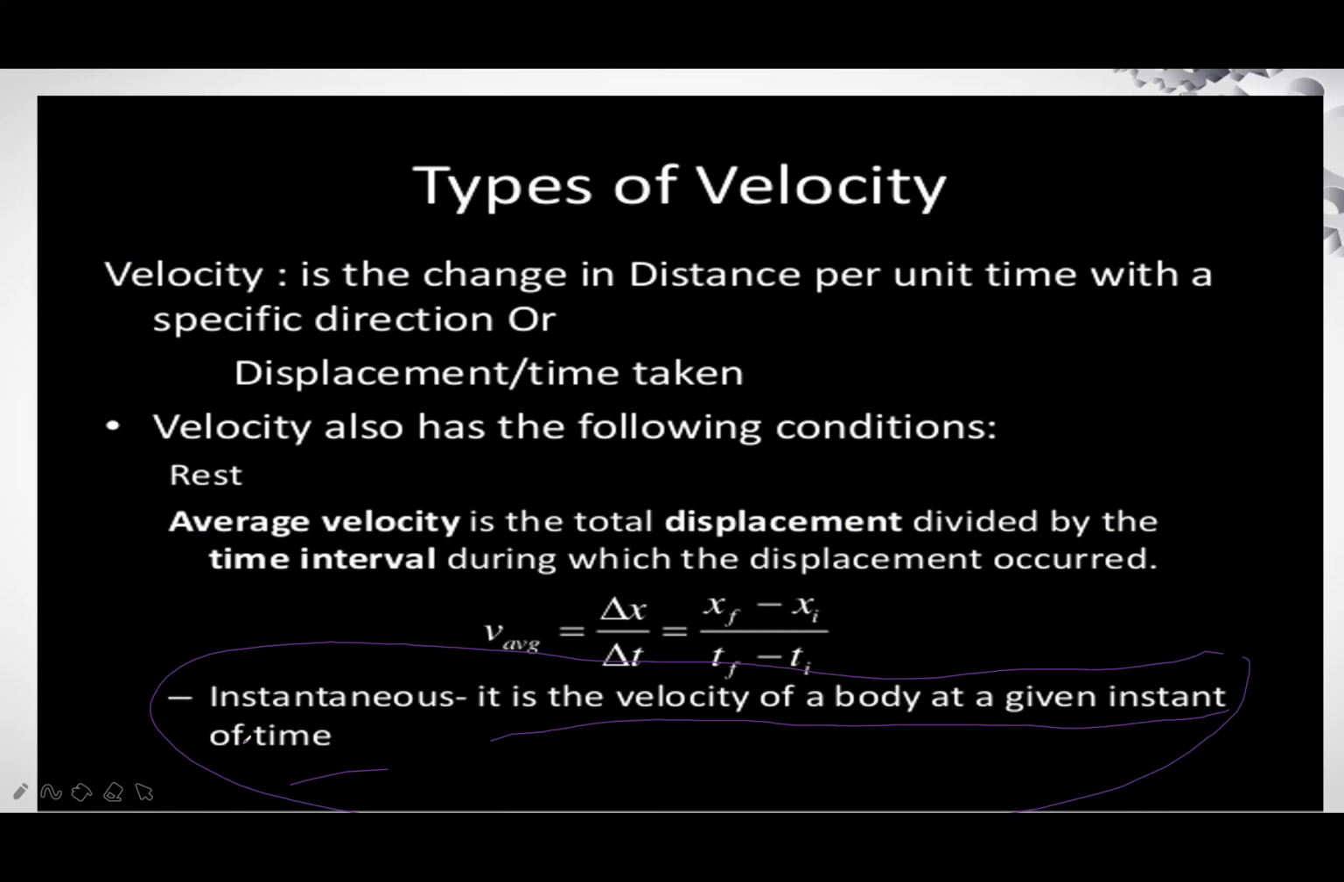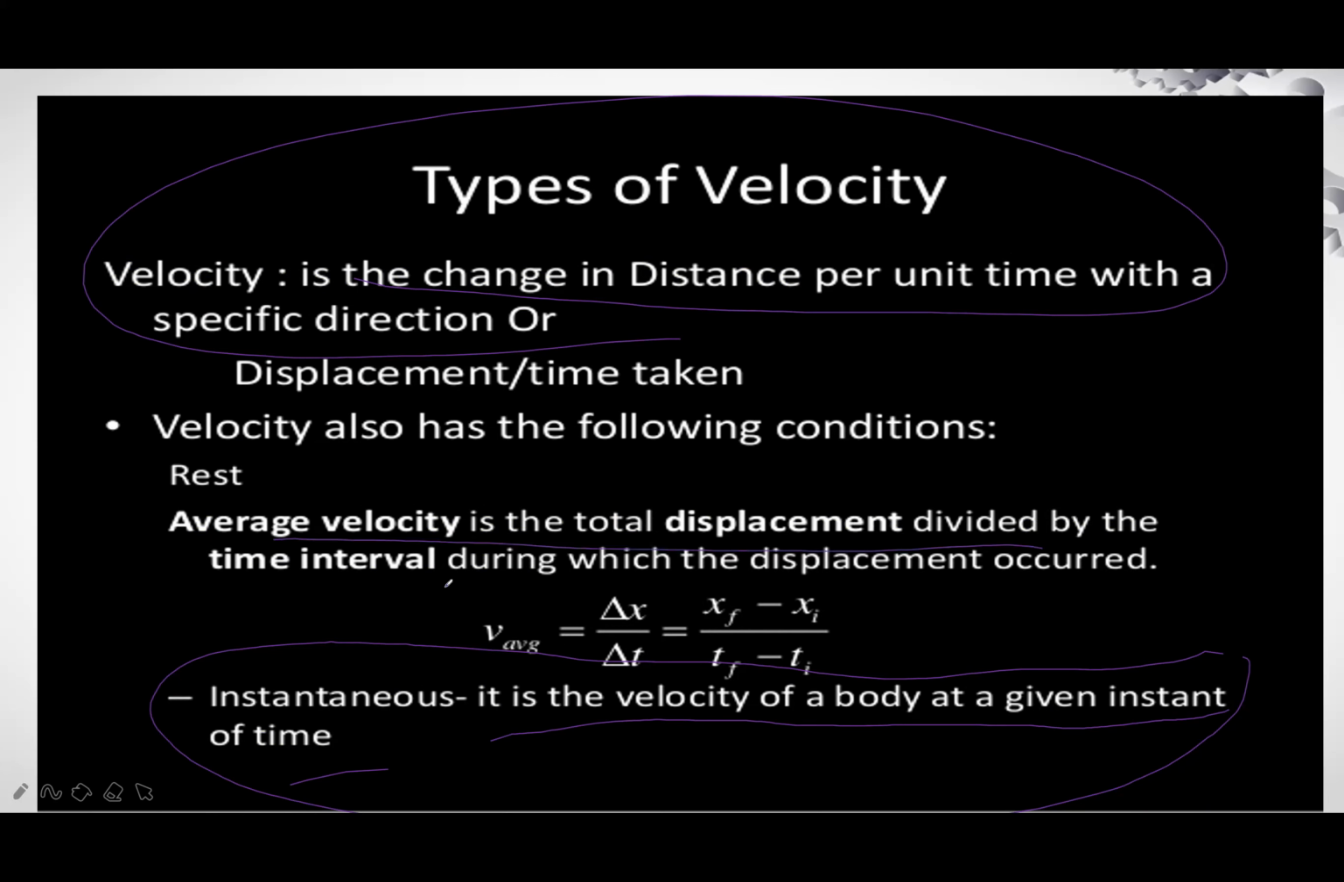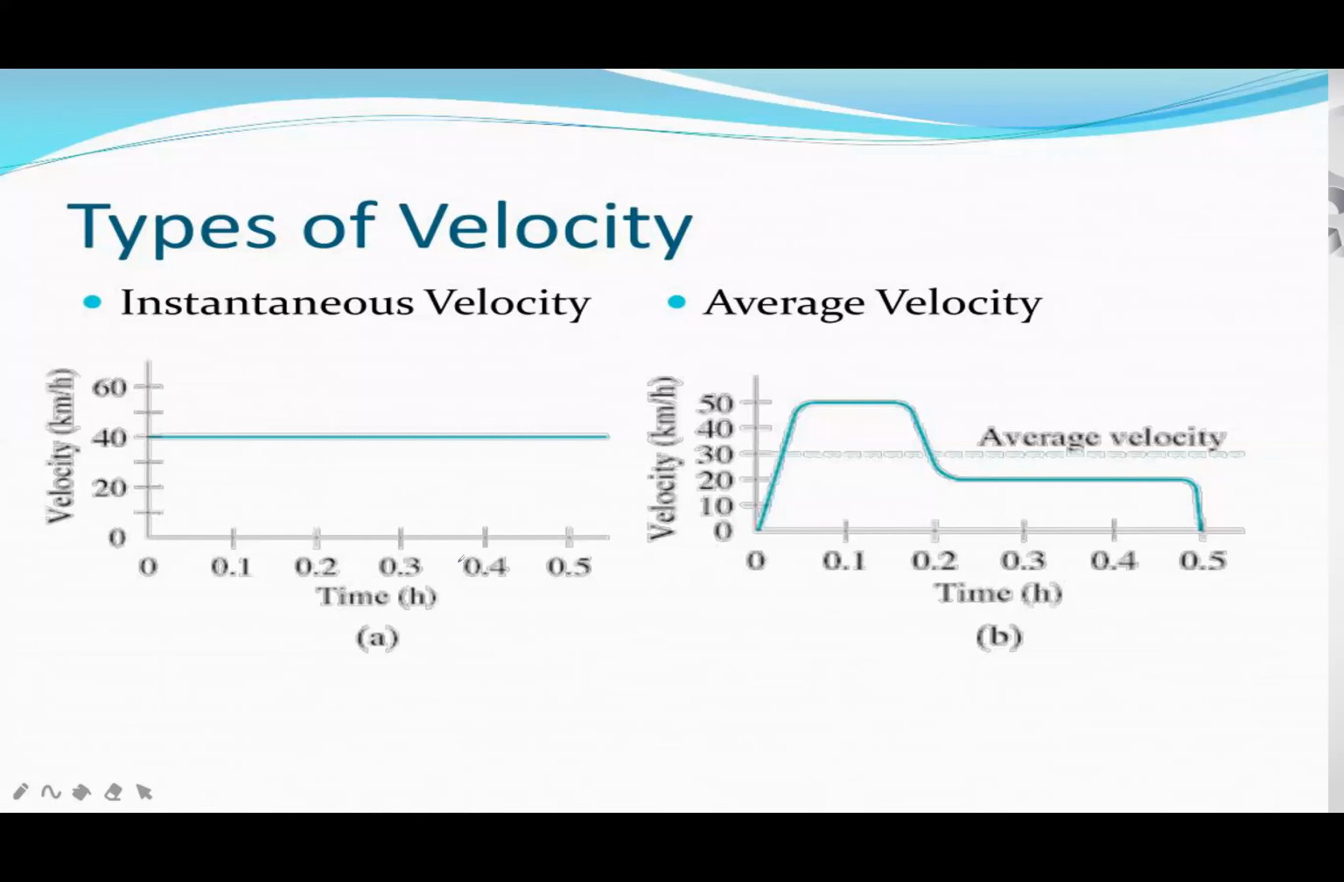Here is the definition of velocity for you, and average velocity. So this is a little bit of revision. Types of velocity: instantaneous velocity and average velocity. If you take 0.1 second, the velocity is 40. This is instantaneous. If you take 0.5 at this interval of time, velocity is 40. So the velocity of a body in a particular interval of time is called instantaneous velocity.